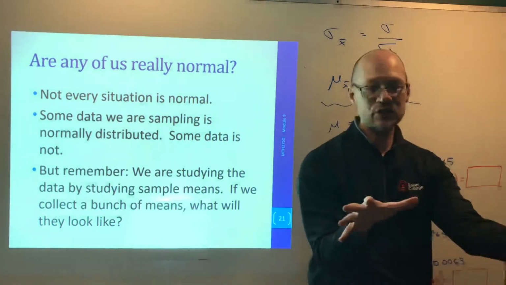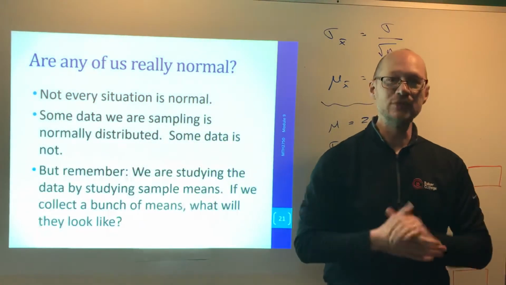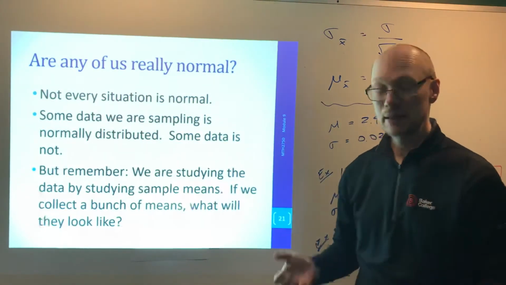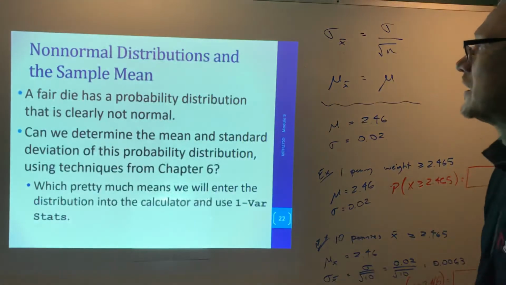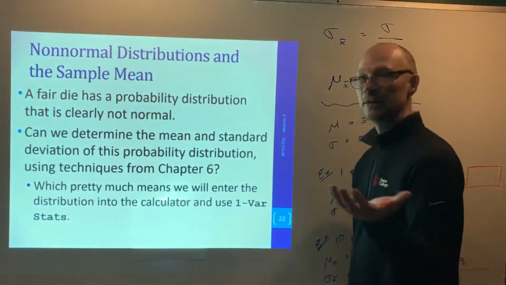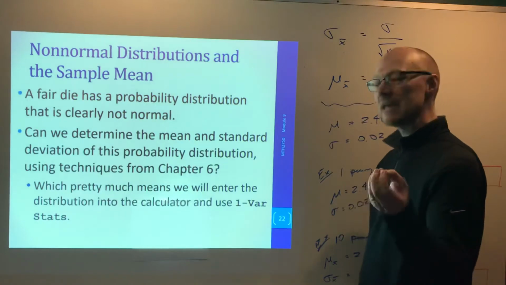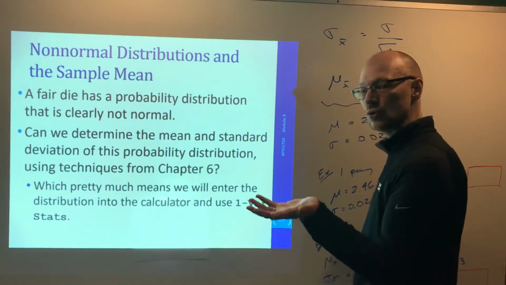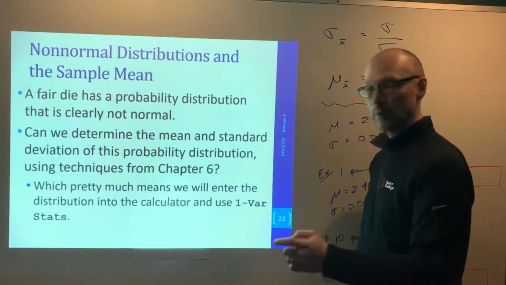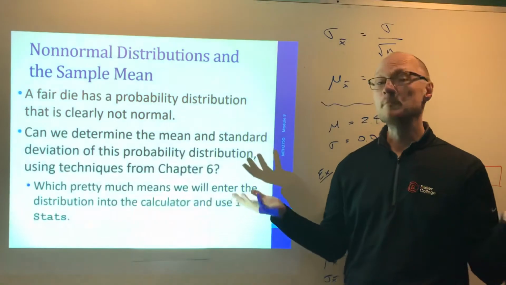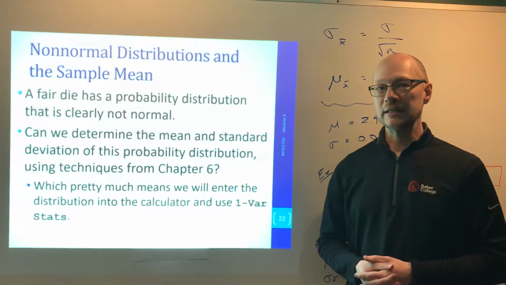But we're not studying the population as individuals. We're studying the population as samples. And does that make a difference? And we're going to find out that it does. Remember a fair die, 6-sided number cube dice. If we take one of those and roll it, what are we going to get? Well, either 1, 2, 3, 4, 5, 6. Is any one of those more likely than the other? No, they're all equally likely.